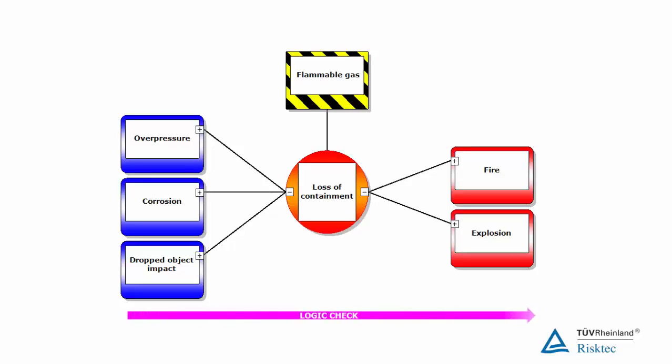It's important to get this basic bowtie framework right. You can check the logic by asking, do these threats lead to this top event, and does this top event result in these consequences?